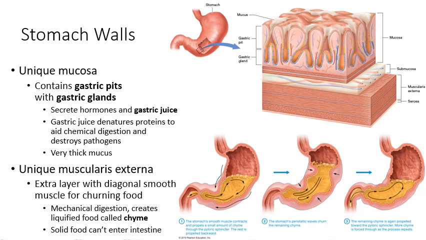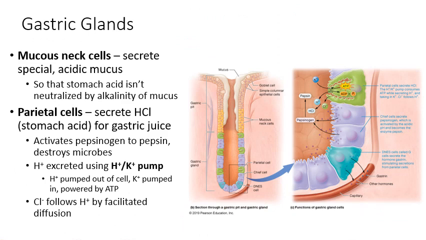So the main function of the stomach acid is to destroy pathogens. The main digestive function of the stomach is actually just that churning of the food to convert it into chyme, although the stomach also plays a role in chemical digestion by denaturing proteins. And we'll talk more about the gastric glands and stomach acid secretion.